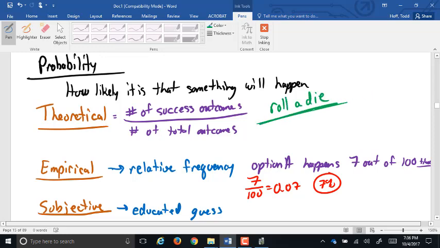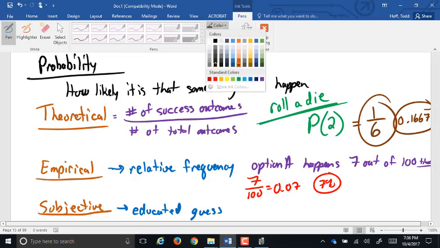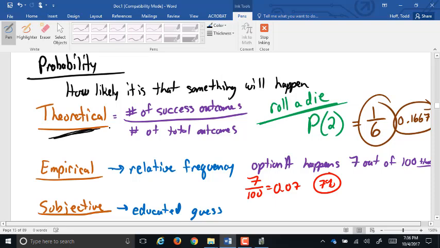If I roll a standard 6-sided die, what is the probability that the result is going to be a 2? How many 2s are on the die? 1. How many total possible results are there? 6. So it's 1 out of 6. If I wanted to make that into a decimal, it's 0.1667, or 16.67%. So let's look at that theoretical probability a little bit more.